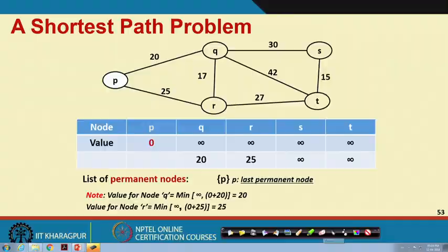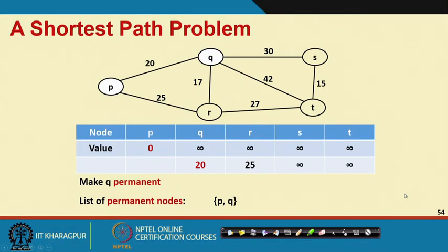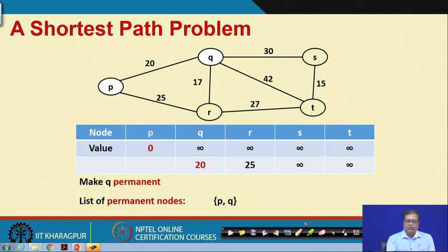When we have highlighted these nodes, we move over to our next slide, and then we find out which one is the minimum of the values which are remaining. As you can very clearly see, Q is the minimum value. So Q we highlight and make Q permanent. You can see here that Q is now highlighted. So Q is permanent, and what are our permanent nodes now? The permanent nodes are P and Q.